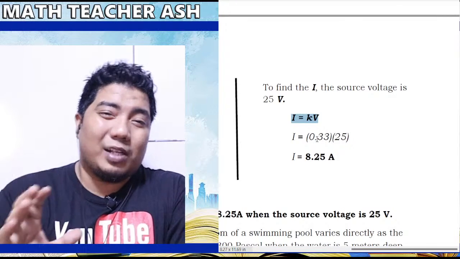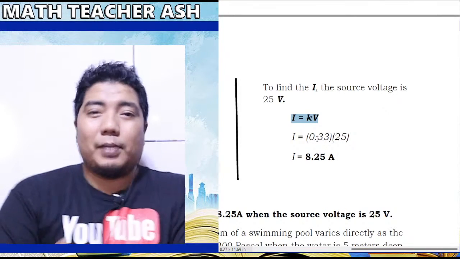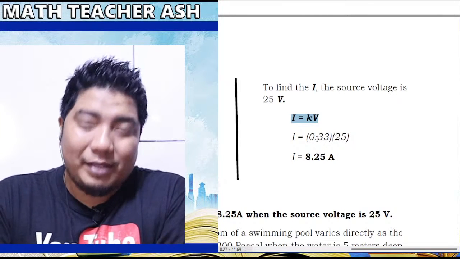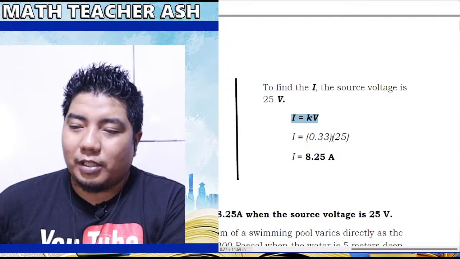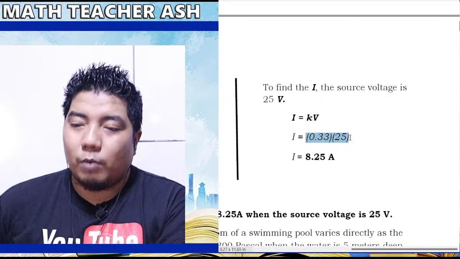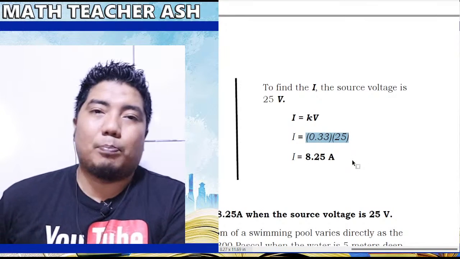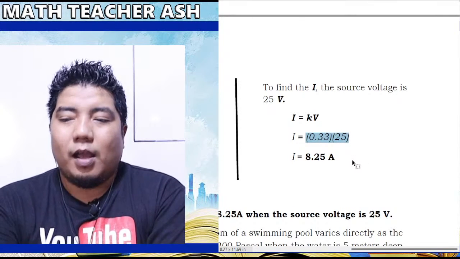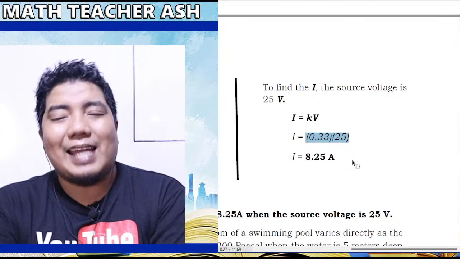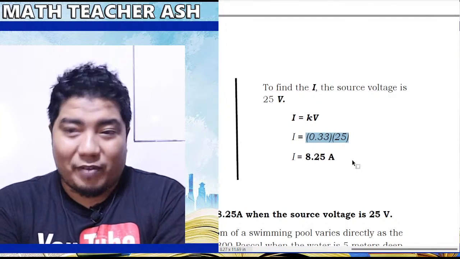Now, my dear students, I just like to emphasize, 1/3 man ang gamitin mo or 0.33 man ang gamitin mo, the answer will still be the same. Okay. So, 0.33 and then your voltage is 25. So, you just multiply this 2 and the answer is 8.25. Kung 1/3 naman, 25 times 1, 25. 25 divided by 3, then the answer is 8.25 amperes.